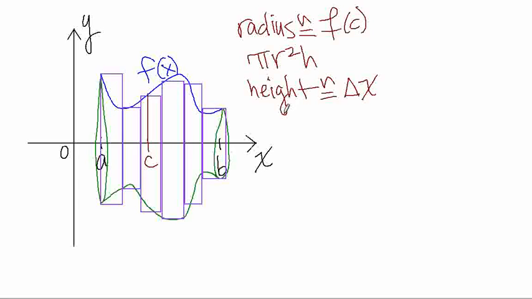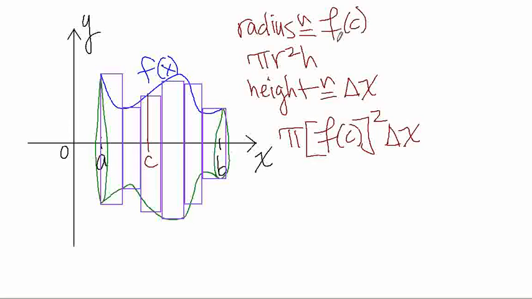So, putting it all together, the volume of that cylinder is pi times f of c squared times delta x. Okay?